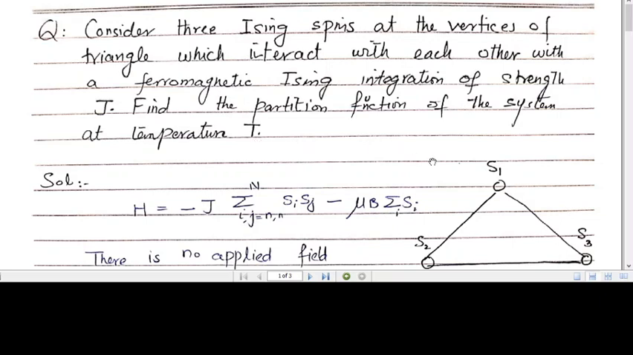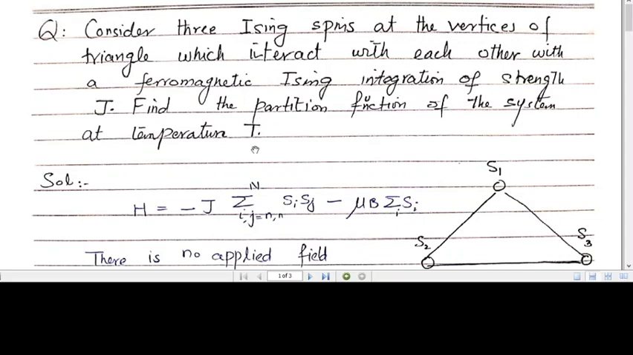So here, the problem is that you have three spins S1, S2 and S3 which are present at the vertices of a triangle, and you are asked to find the partition function for such a system based on the Ising model. As we know, in order to find the partition function, we need to find the energy eigenvalues of the system.